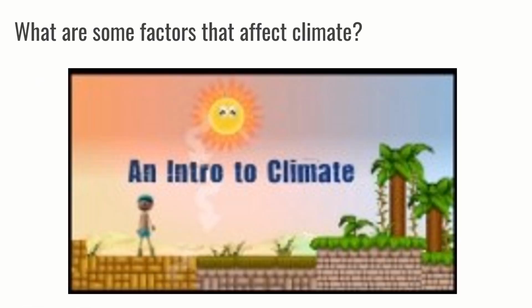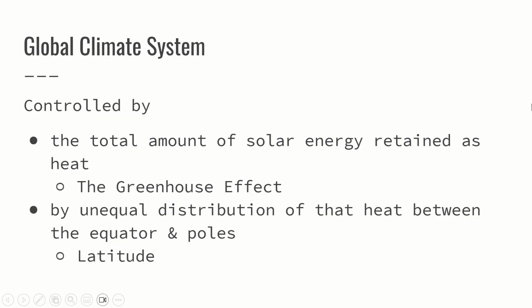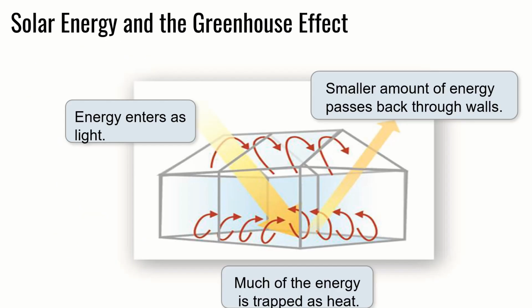If you want some more information about factors that impact climate, please watch the video that's embedded in the PowerPoint notes. But if we're looking at the global climate system, primarily this is going to be controlled by 2 main things: the total amount of solar energy retained as heat through the greenhouse effect, and the unequal distribution of that heat between the equator and the poles. In other words, how does the latitude of a location impact the distribution of heat?